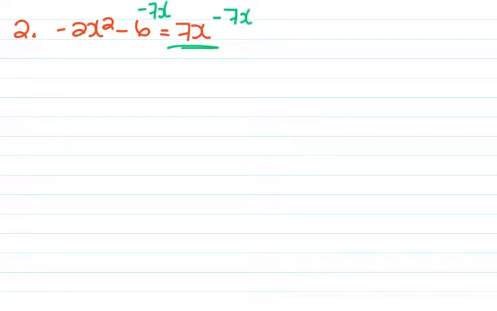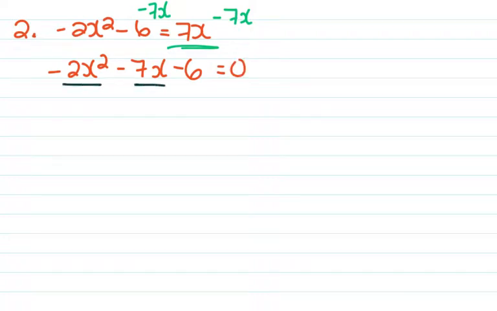Now when I rewrite this, I'm going to write that negative 7x as my second term because that's how quadratics are set up in standard form. First we have the term with the x squared, then the x, and then the number with no x is last. Make sure you have those in the correct order. Alright, so now I need to factor this.